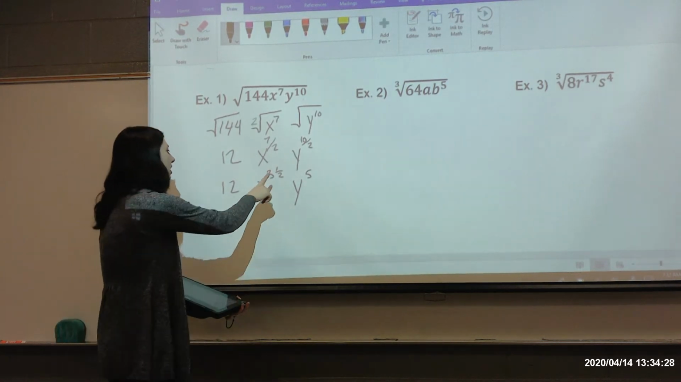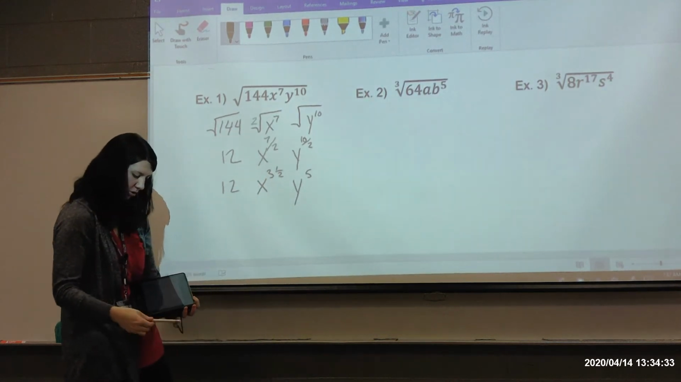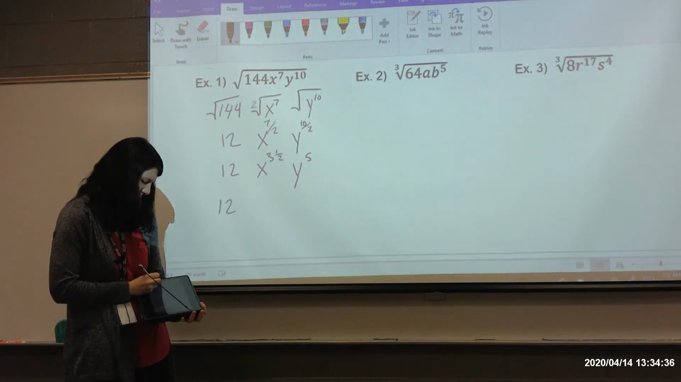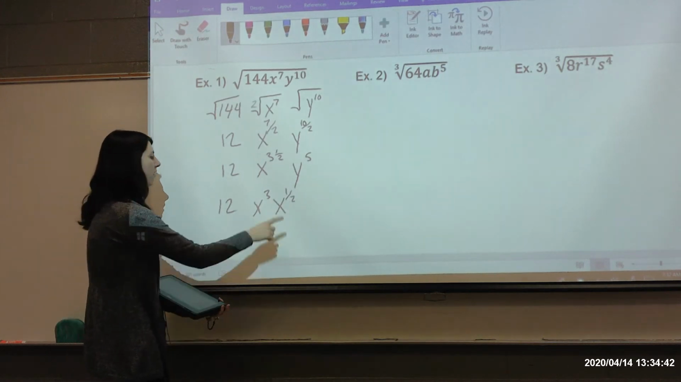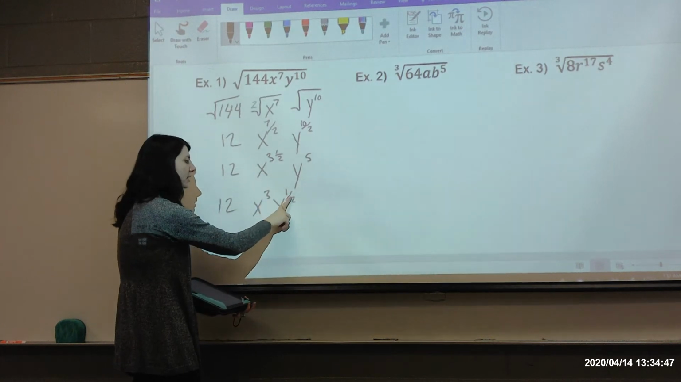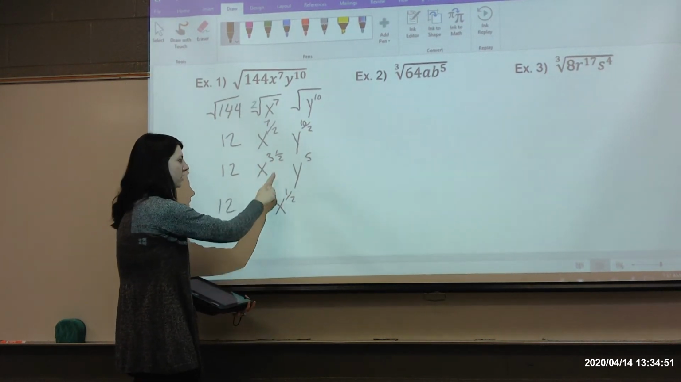Okay, so we need to convert this piece. We need to actually separate it from the whole number so that we only have the part that needs to be underneath the radical. So I'm going to write that as x to the third times x to the 1/2. Think about your exponent rules. If I multiply, I can add my exponents, right? 3 plus 1/2 is the same as 3.5. So this is an equivalent expression.